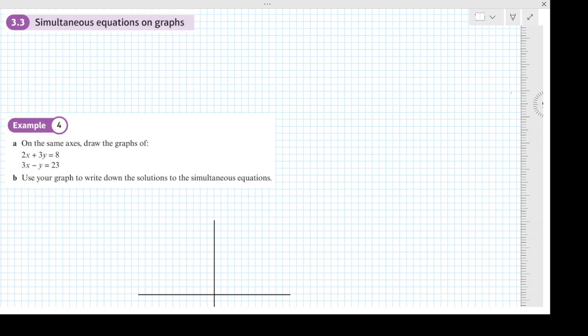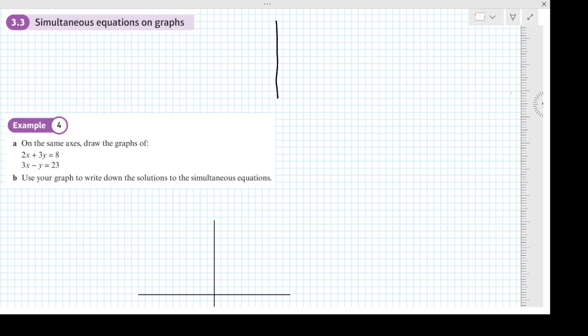Hello. In this video, we are continuing our work with simultaneous equations, and we're going to start to look at interpreting simultaneous equations graphically. Simultaneous equations come in twos, so if you put them both on a graph, what does that solution look like? You would have seen this at GCSE.